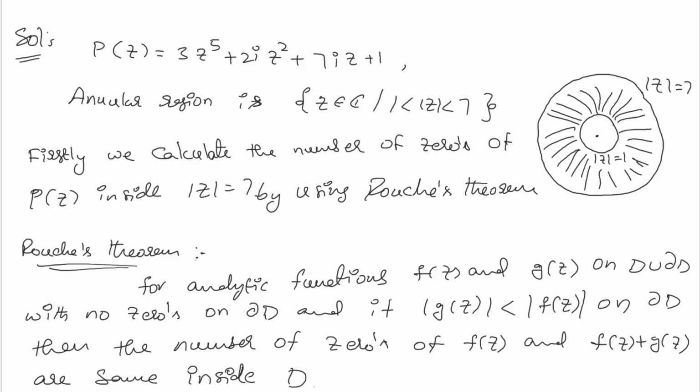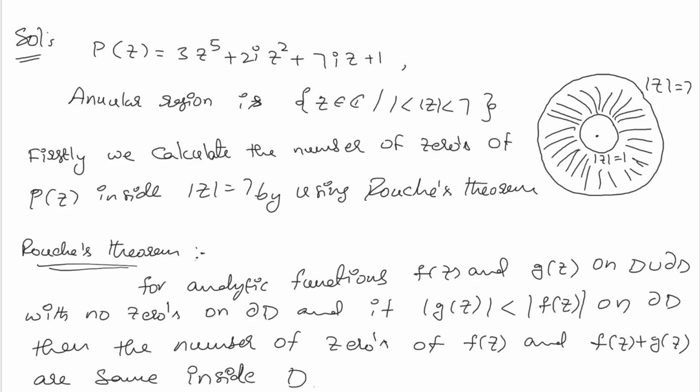So now by using this theorem, we calculate the number of zeros of this polynomial p of z inside the circle mod z equal to 7. But the question here is how to select the functions f of z and g of z. So for this, using the same given polynomial and the circle mod z equal to 7, we have to select the functions f of z and g of z.